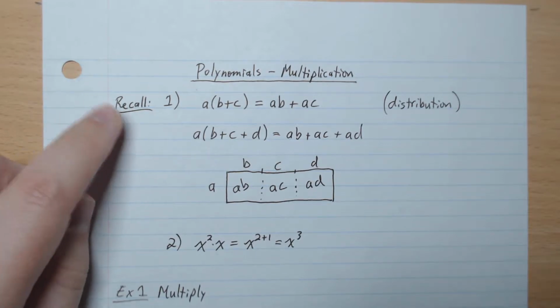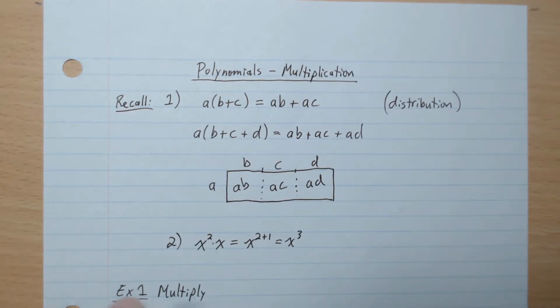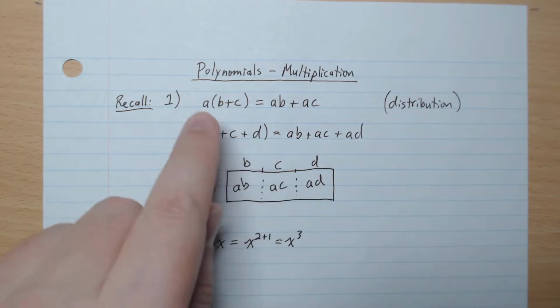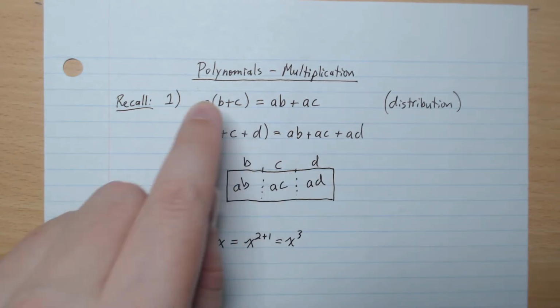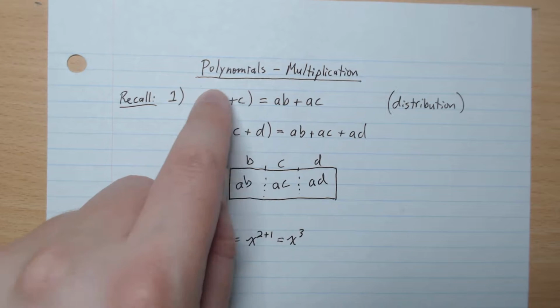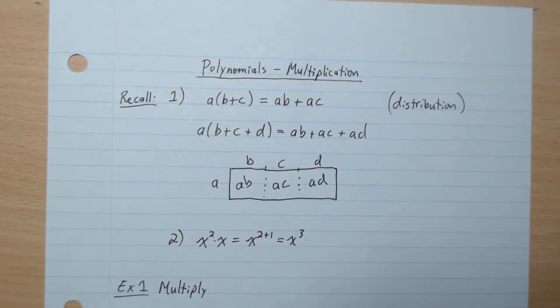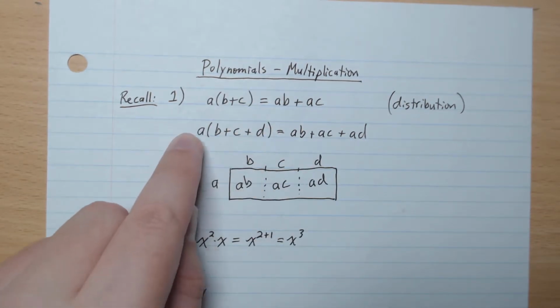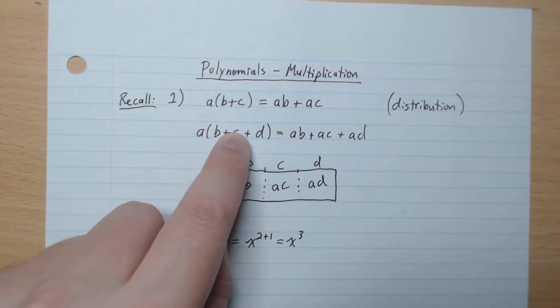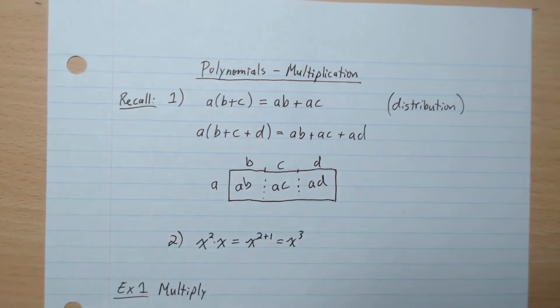So before we get started, I wanted to recall a couple points. The first one is about distribution. A times (B plus C) is AB plus AC, like that. Or with a trinomial, A times (B plus C plus D) is A times B plus A times C plus A times D.